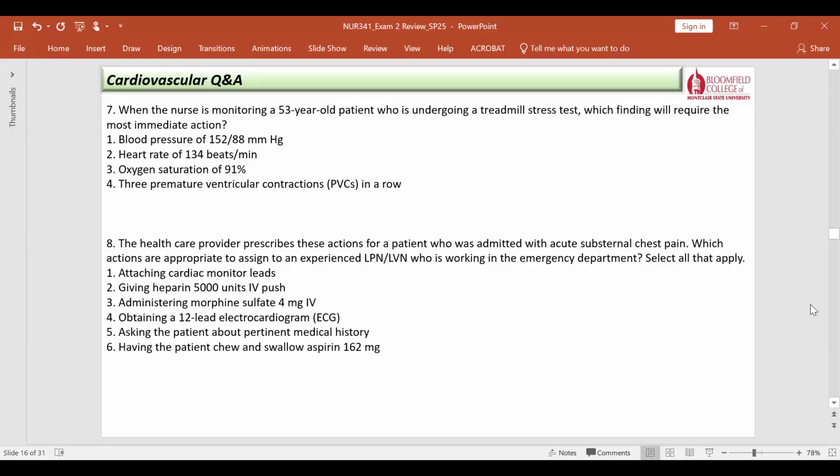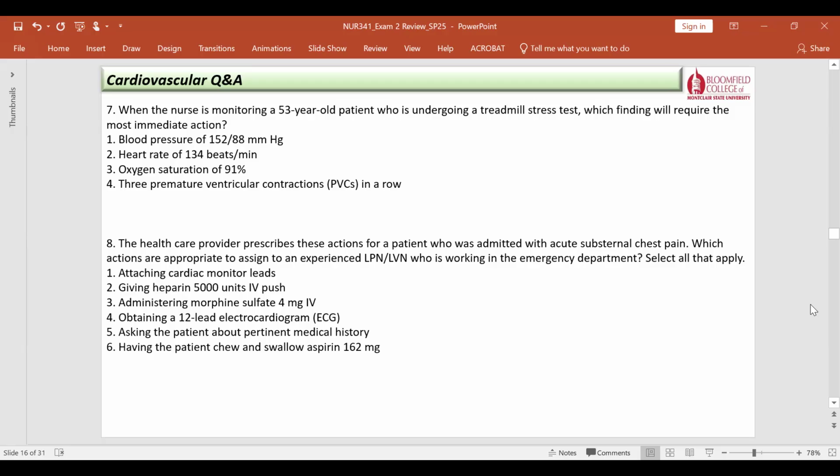The healthcare provider prescribes 3 actions for a patient who was admitted with acute substernal chest pain. Which actions are appropriate to assign to an experienced LPN, LVN who is working in the emergency department? Select all that apply. One is correct. Four. Okay, good. And six.